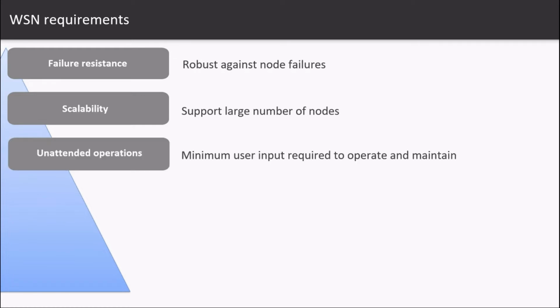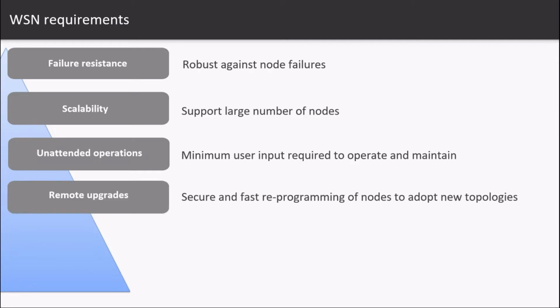Then we have unattended operations, that is, a network that requires minimum user input to control and maintain itself. A network which is capable of adapting to change quickly, and it should monitor and heal itself, and it could also cooperate with new nodes, etc.